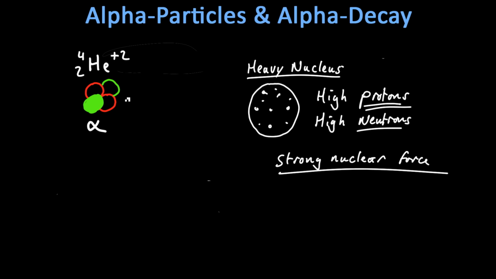And in doing so, they can get rid of 2 extra protons. And with fewer protons in the nucleus, there's less electrostatic repulsion between these protons, and the strong nuclear force can do a better job at holding the nucleus together. When a heavy nucleus spits out an alpha particle, this is called alpha decay. So let's look at an example nuclear equation that undergoes alpha decay.